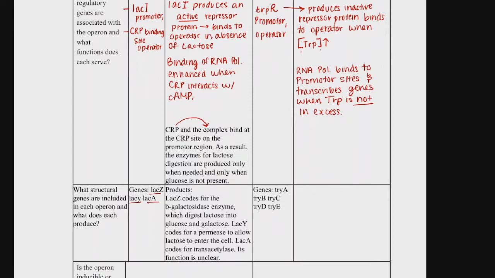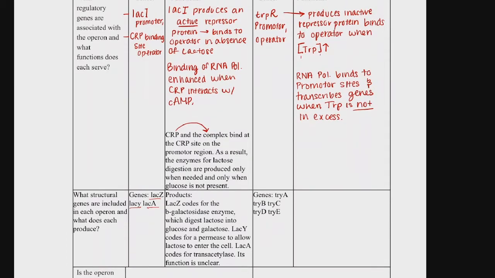For tryptophan, the genes are trpA, B, C, D, and E. And the products for these 5 genes are that they code for 5 enzymes required to convert a precursor molecule to tryptophan.